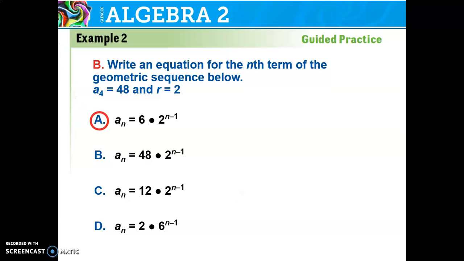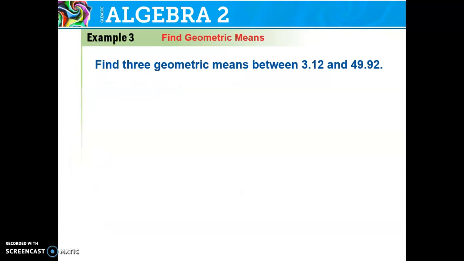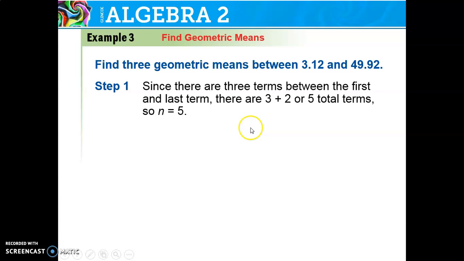First term ends up being 6, and the ratio is 2. So we're going to find three geometric means between 3.12 and 49.92. Since there are three terms between the first and the last term, there are 3 plus 2, or 5 total terms. So that means n equals 5.